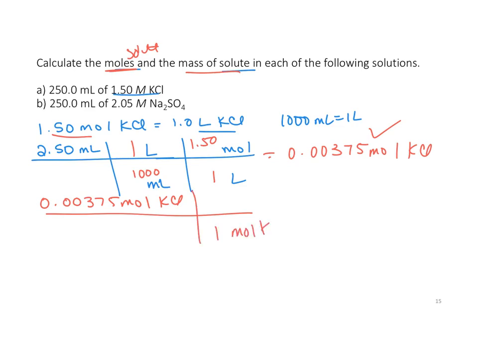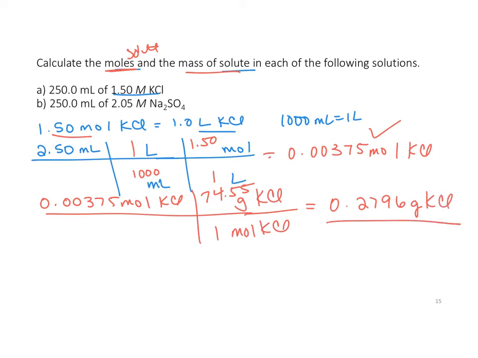So for 1 mole of KCl, we have to figure out how many grams of KCl we have. We look at the periodic table, and we see potassium is 39.0983, and the chlorine is 35.4527. So that's 74.55. 0.00375 times 74.55. We have 0.2796 grams of KCl. And that's something you could actually measure on the weigh balance. All right, let's do the next one.